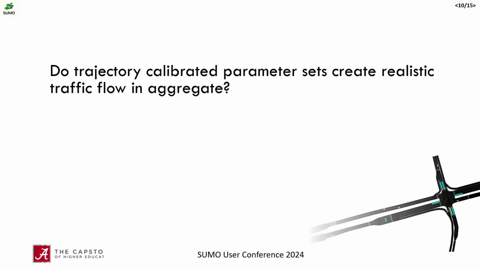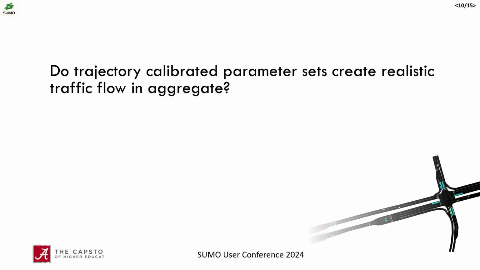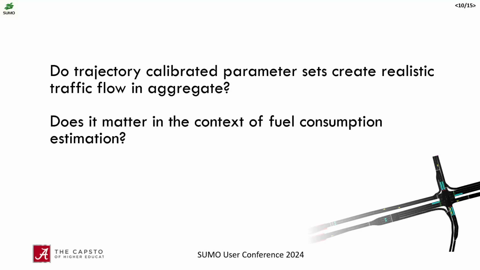So moving on, hope I have time. What I just presented was in our SUMO user conference paper. Since then, we've moved to seeing how this applies at the simulation level. So that was just at the trajectory level. What we care about is the simulation level. So we wanted to see, one, do the trajectory-calibrated parameter sets create realistic traffic flow in aggregate? And does it matter in the context of fuel consumption estimation?